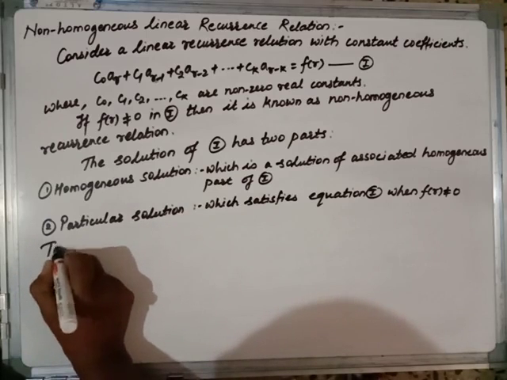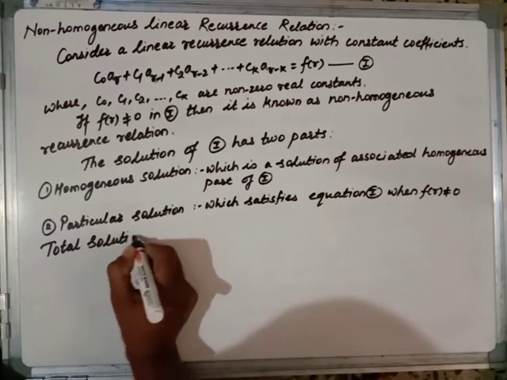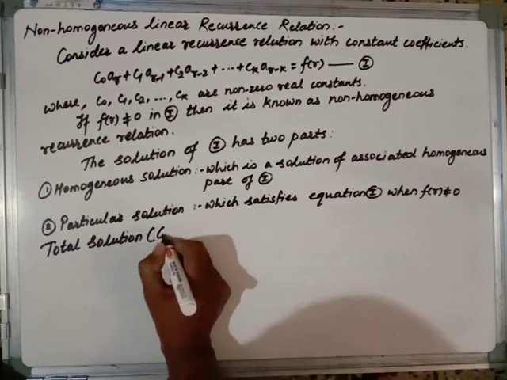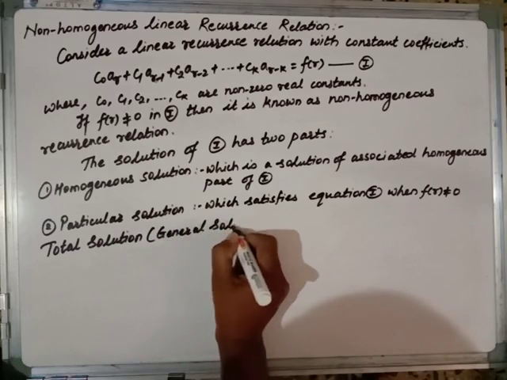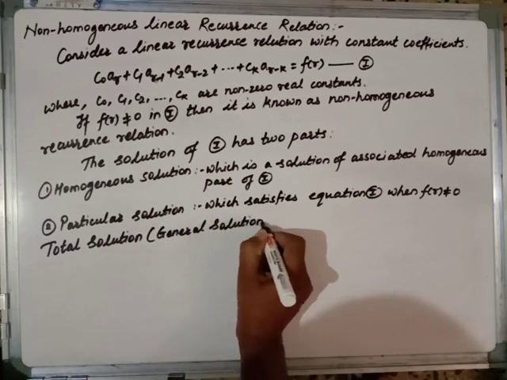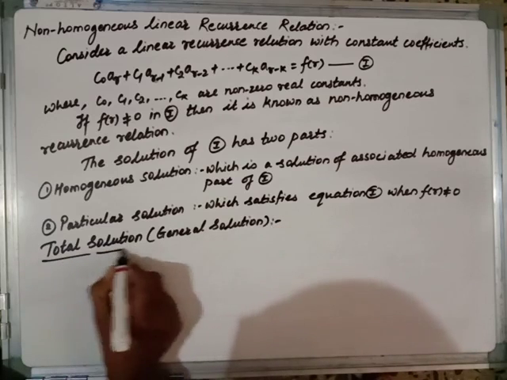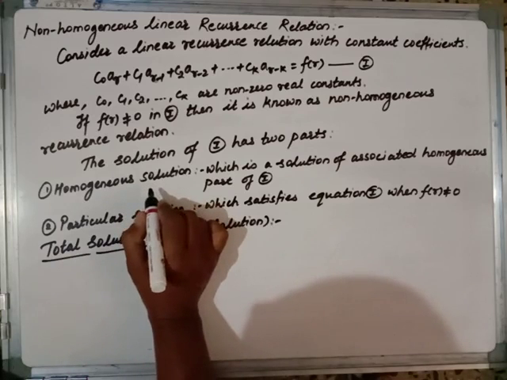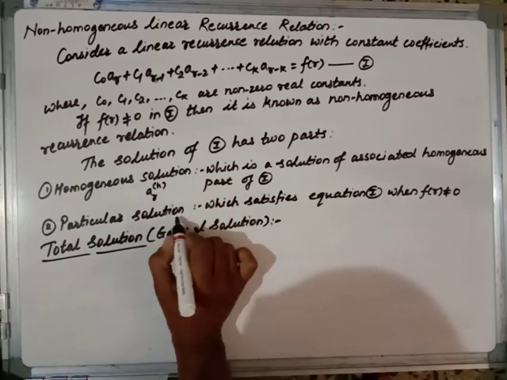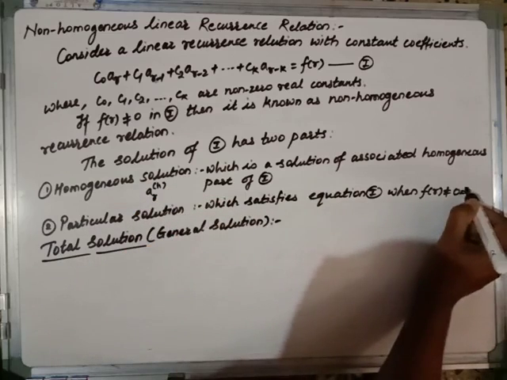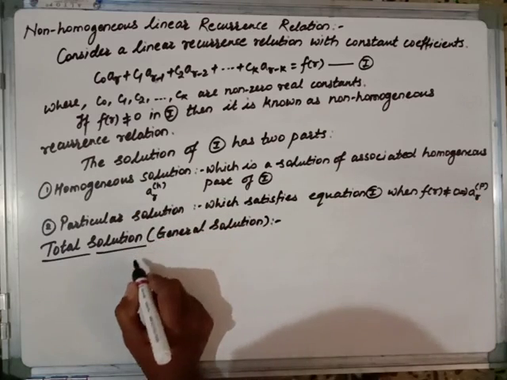Now from that we get one more new definition, that is a total solution, which is also named the general solution. General solution or total solution, so you can say. Now here, this homogeneous solution is denoted by a_r^(h), while this particular solution is denoted by a_r^(p). These are the notations.